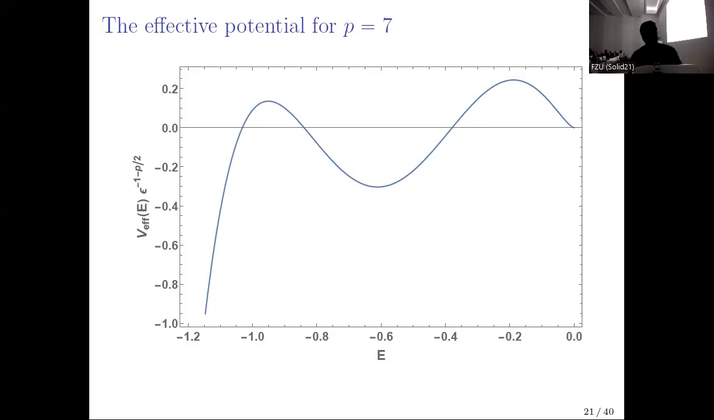So this is what it looks like. And as P becomes larger, you get more and more oscillation. So if P was 9, you would have 1 more oscillation. If P was 11, you would have another one, and so on. And JT gravity is basically P going to infinity. That's JT gravity: P goes to infinity.